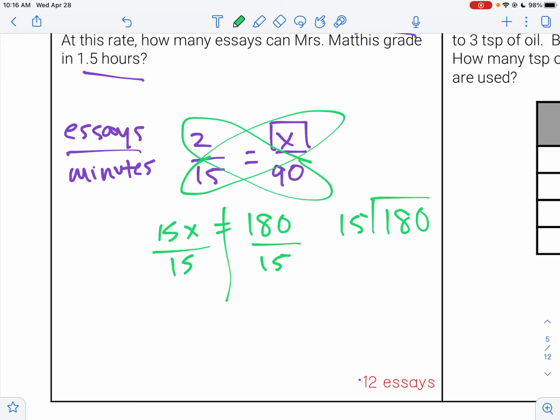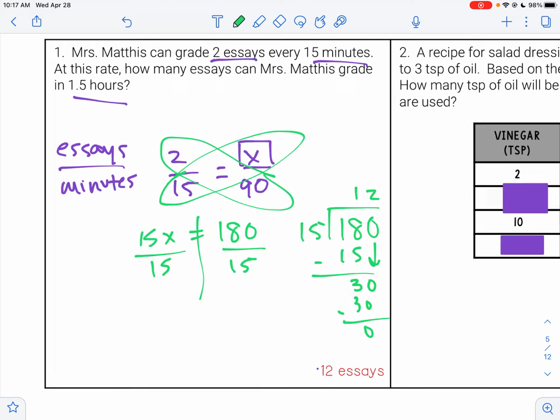15 can't go into 1. 15 can go into 18 one time. So then I'm going to subtract, get 3, bring down my 0. 15 can go into 30 2 times. So no matter which way you do it, you're going to get the same answer. Hopefully you got it right. If you didn't, hopefully you know what you did wrong and you can fix it next time.